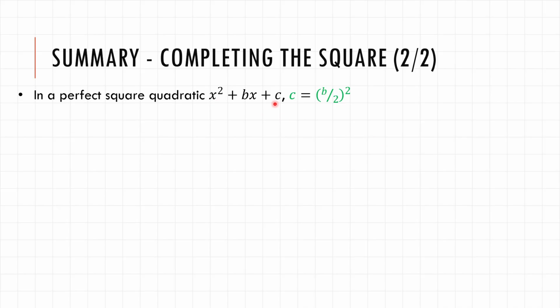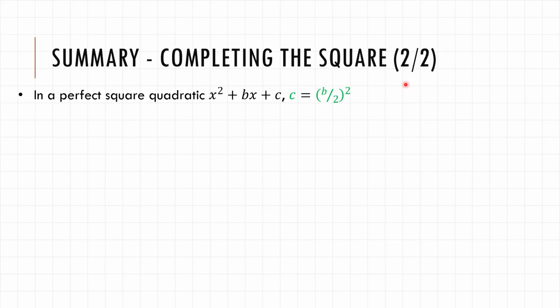So in a perfect squared quadratic that looks like this, where the a value is 1, we already talked about that the c value has to be half of b, squared. And we can use this idea to actually complete the square.